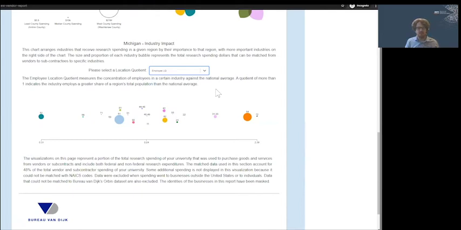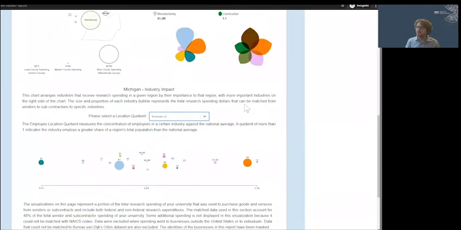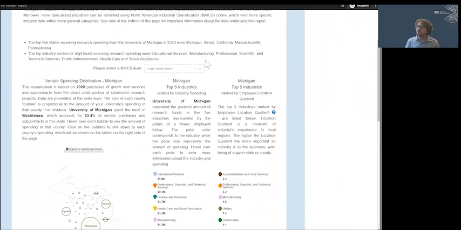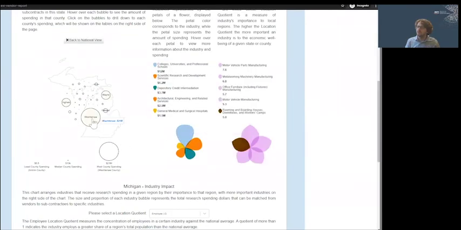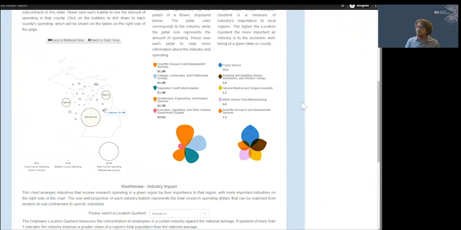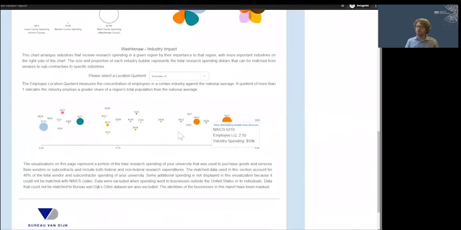This visualization can also be filtered geographically and can also go down to the 3 or 4 digit NAICS level by using the selectors above. So if we wanted to, we could select 4-digit NAICS, select Washtenaw County, and now we would see the spending for Washtenaw County by 4-digit NAICS laid out by location quotient as well.